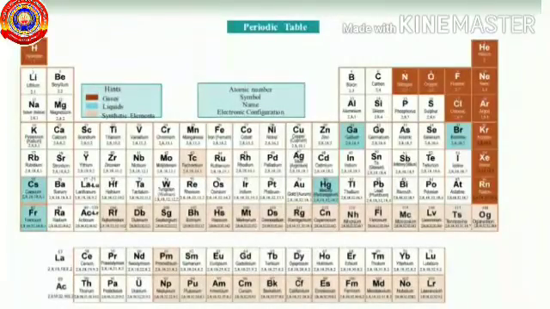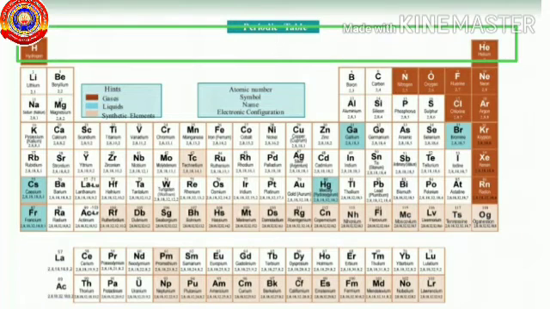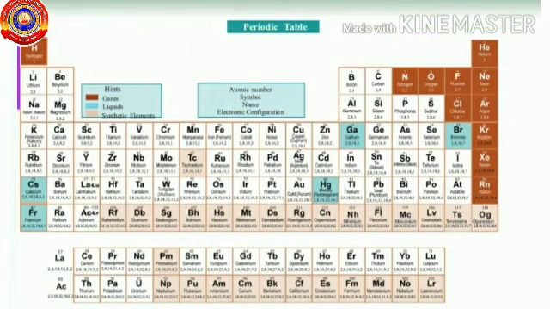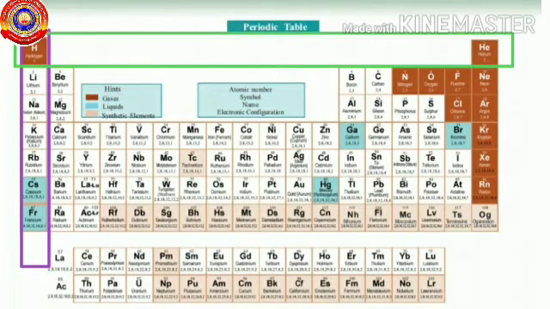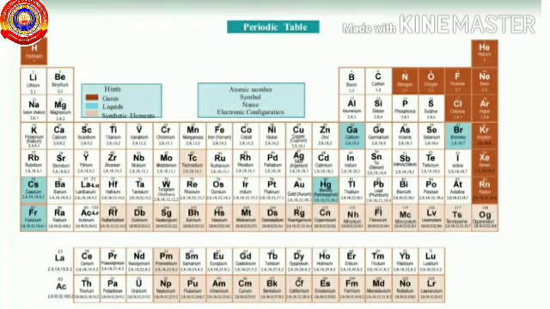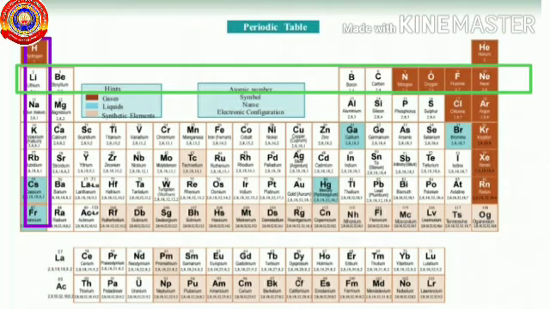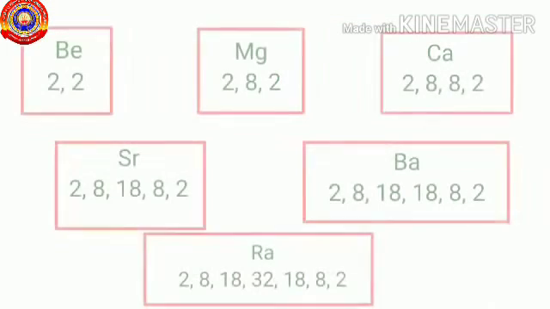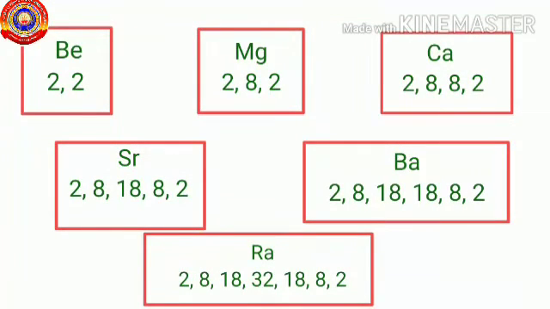Children, don't you remember the periods and groups that we discussed in the last class? Yes, periods are horizontal rows in a periodic table whereas vertical columns are called groups. So according to the table, we can say hydrogen belongs to the first group and the first period. Similarly, lithium belongs to the first group and second period. Now let's analyze the electronic configuration of group 2 elements.